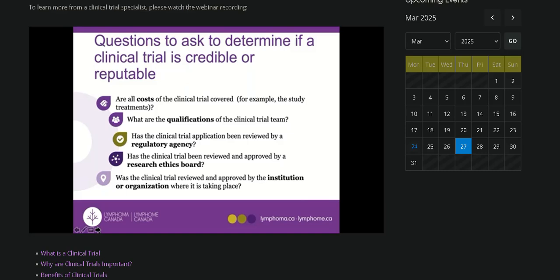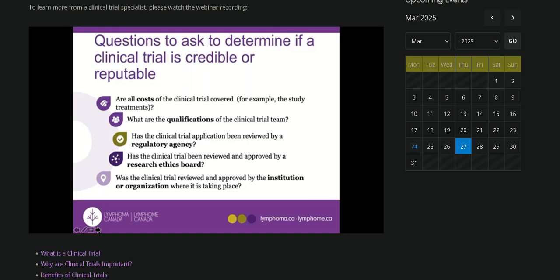As I mentioned earlier, in Canada, all clinical trial applications have to be reviewed and approved by Health Canada. And that's something you can ask the trial team. They should have no issue responding to that question if it's a legitimate study. You can ask if the clinical trial has been reviewed and approved by a research ethics board. Again, all trials have to be reviewed and approved by a research ethics board, and they're looking at it from the perspective of participant rights and safety, so the welfare of participants.